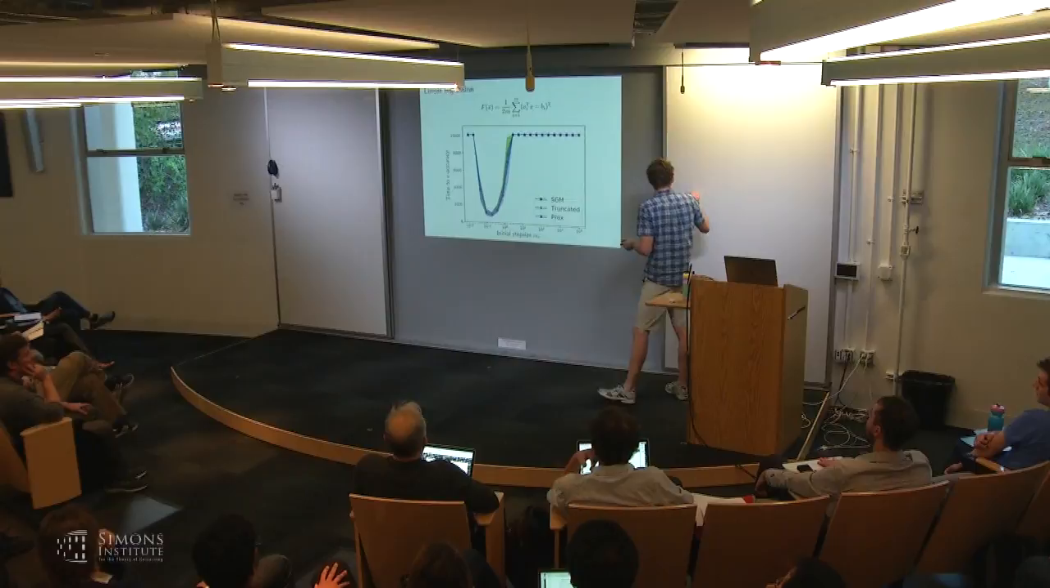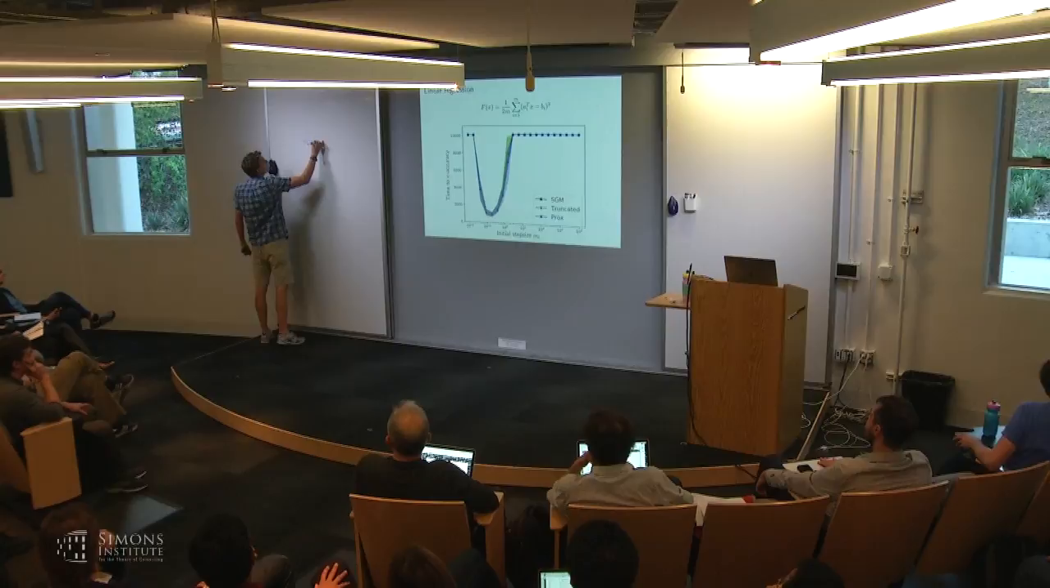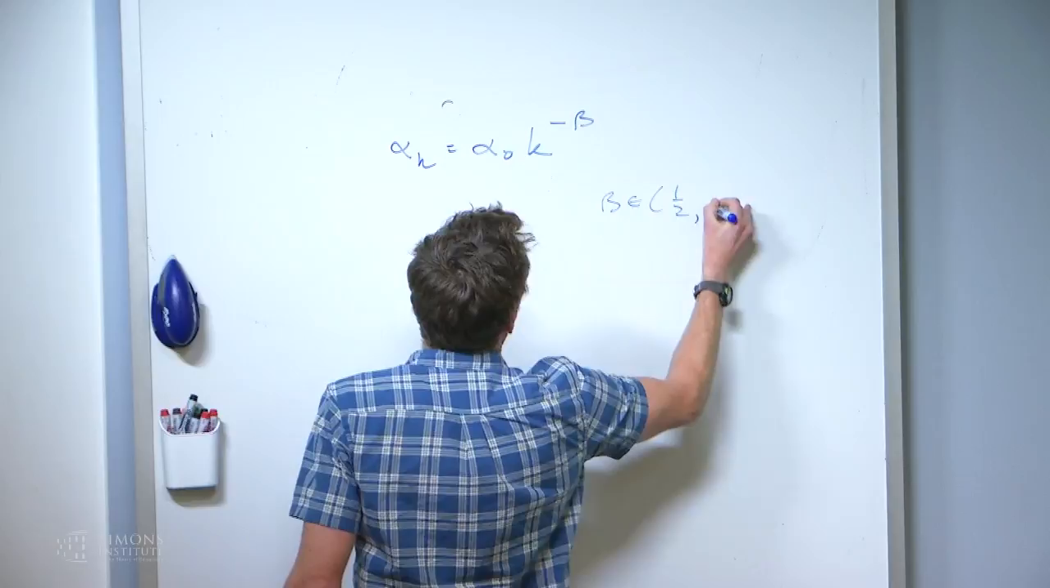These kinds of plots are going to be robust for all sorts of different rates of decreasing the step size and things like this. So throughout, we'll have a step size which is something like alpha_k equals alpha_0 k to the minus beta, where typically beta will be in something like 1/2 to 1, and alpha_0 is greater than zero. Okay?